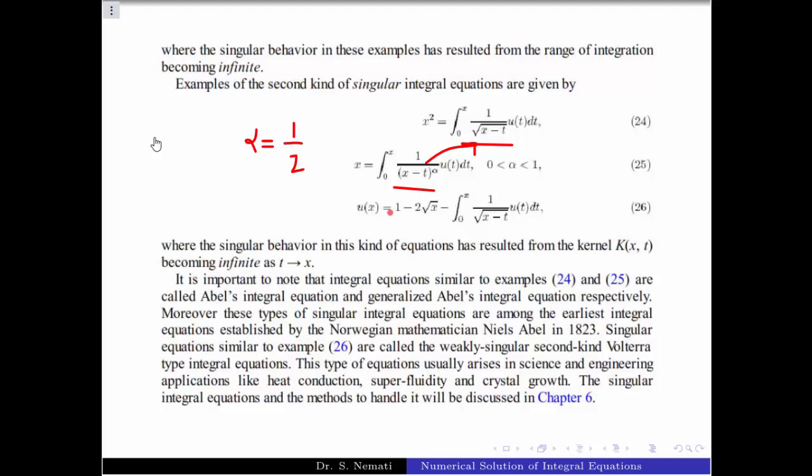But as I said, the third equation is a little different because we have the unknown function u outside the integral sign also. We call these kinds of equations weakly singular second kind Volterra integral equations. So these three equations are very important, and each of them has a special name that you can recognize these kinds of equations by their properties.